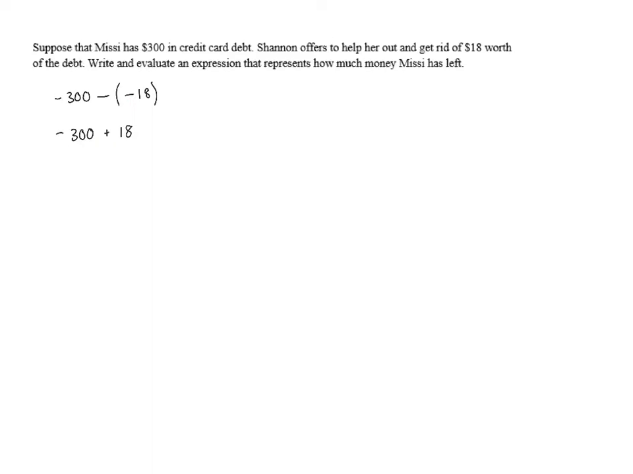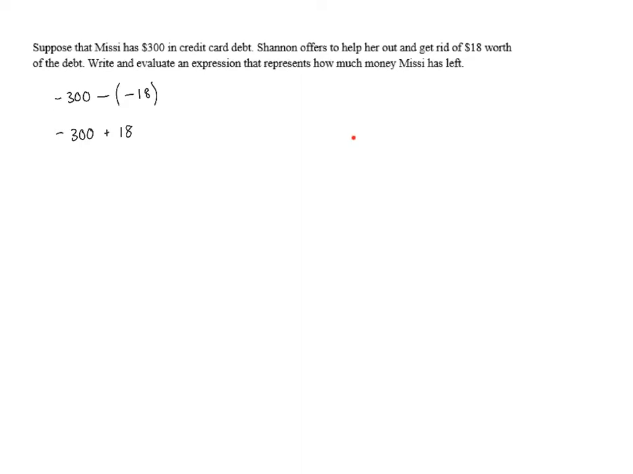So now we've got negative 300 plus 18, but we still have to figure out how to evaluate this. Here we've got a negative quantity that we're adding to a positive quantity. And I want to point something out. A negative quantity puts us in debt. If we were looking at a number line, negative numbers would go to the left. But a positive quantity takes us to the right.